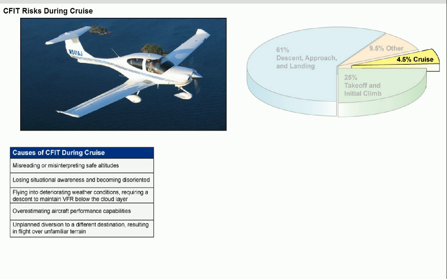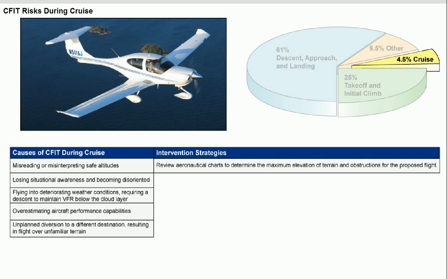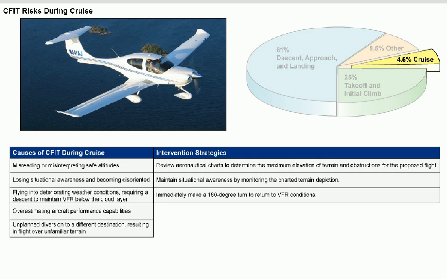To avoid CFIT situations during cruise, always review your aeronautical charts prior to departure to determine the maximum elevation of terrain and obstructions for the proposed flight. Under all conditions, maintain situational awareness by monitoring the charted terrain depiction. The recommended minimum safe altitude in mountainous areas is 2,000 feet above the highest terrain, and the recommended minimum safe altitude in non-mountainous areas is 1,000 feet AGL. If you encounter IFR conditions, immediately make a 180-degree turn to return to VFR conditions and adjust your flight plan accordingly.